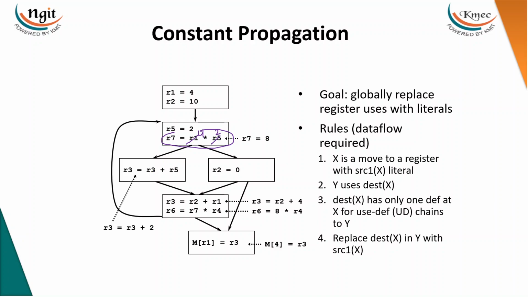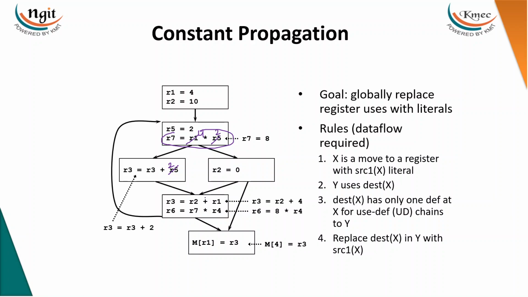Then R3 value is not defined anywhere, and R5, yes, it is defined as constant, but we don't know whether R3 is constant or not. Then you can write R3 equivalent to R3 plus 2. That is constant propagation. Same way you can just propagate the constant values if it is known to be constant with that context, that we can change it.